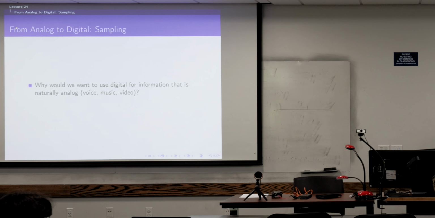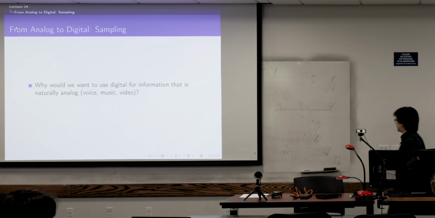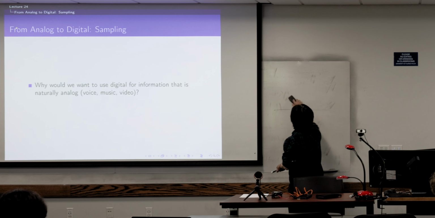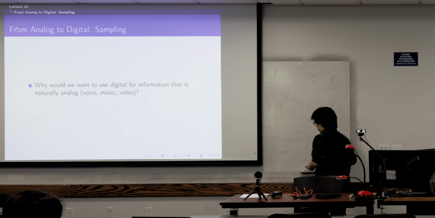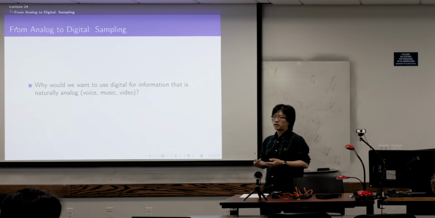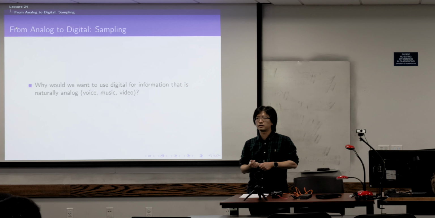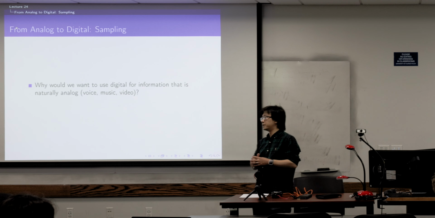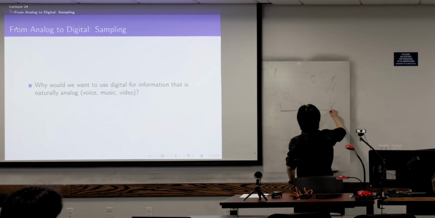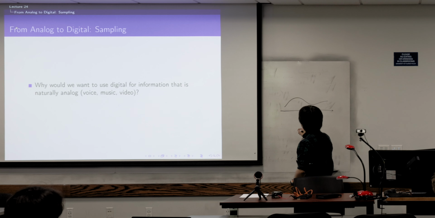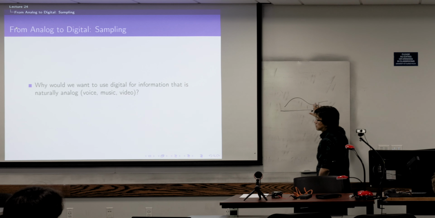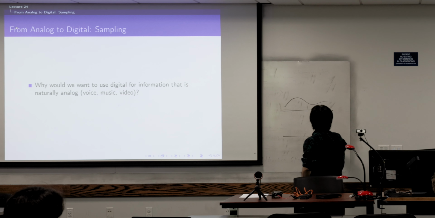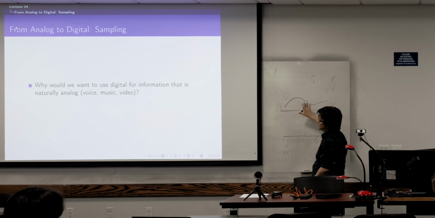When we talk about signals and systems, we talk about continuous time systems and discrete time systems, if you still recall. So for a continuous time system, let's say here is a signal, and we call that an analog signal. We can say this is a continuous time signal.